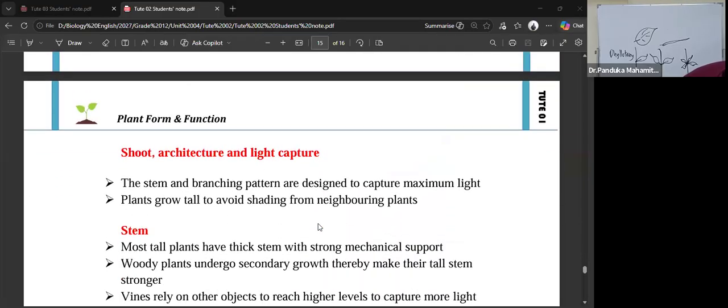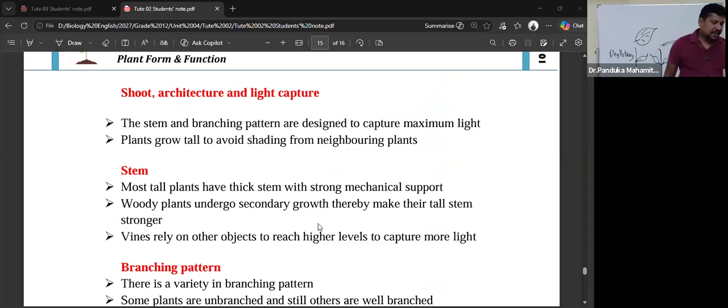So, shoot architecture and light capture. The stem and the branching patterns are designed to capture maximum light, right? Plants grow tall to avoid shading from neighboring plants, right? This is about the stem. So most tall plants have a thick stem with strong mechanical support, and woody plants undergo secondary growth, thereby making their tall stem stronger, right?